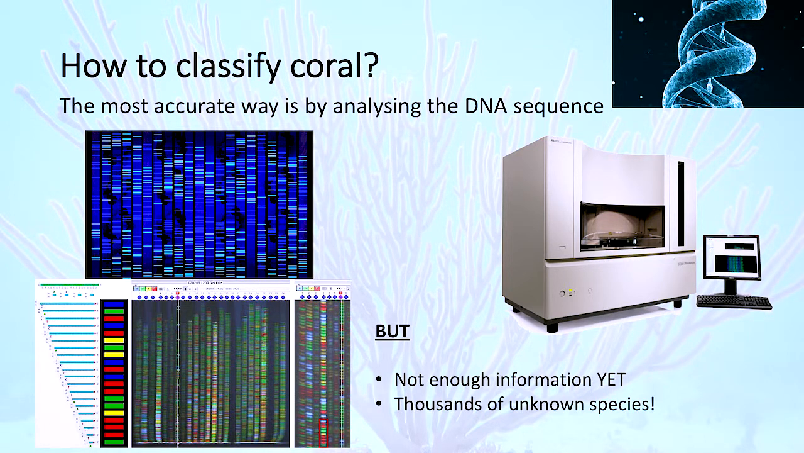How do we classify coral? So one of the most accurate ways that we can classify any organism on Earth is using molecular biology techniques. So this is done using DNA sequencing. This is a photograph of one of the instruments that we use here at the University of Reading. This is a DNA sequencer, and it allows us to read the genetic code of various organisms. So here we have some images of data, information which we might get back, which is going to allow us to identify a certain species.